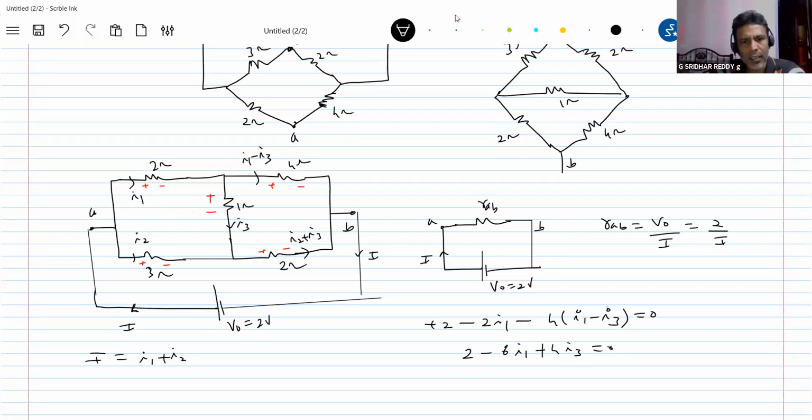Then one more loop, I'll write it. The first one I went like this: plus 2 minus 2 I1 minus 4 I1 minus I3 equal to 0. Next again, I'll go for the path: plus 2 volt minus 3 I2 minus 2 I2 plus I3 equal to 0. So this will be 2 minus 5 I2 minus 2 I3 equal to 0.